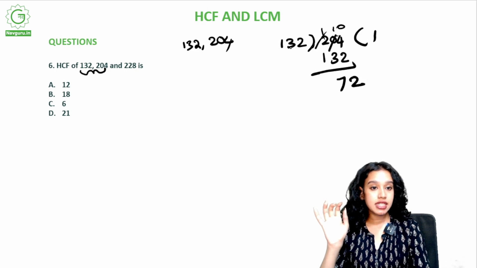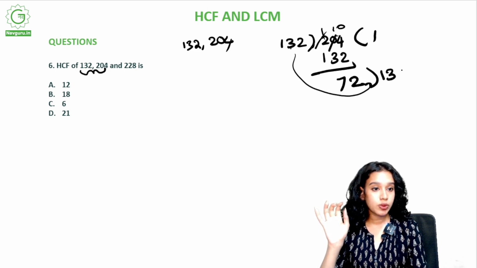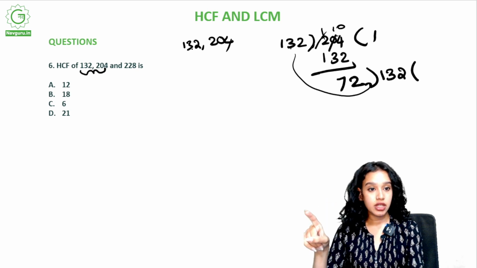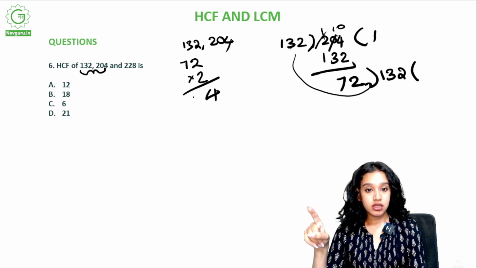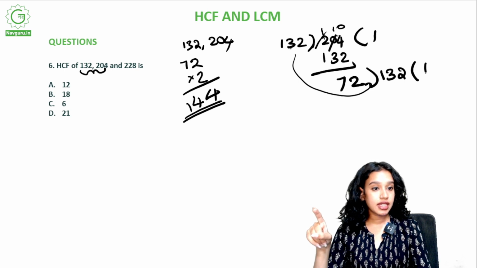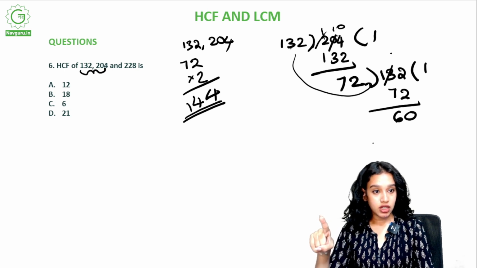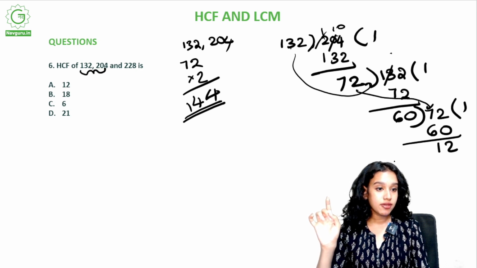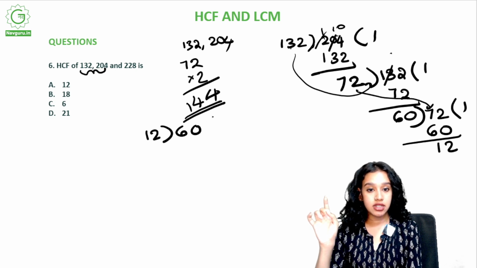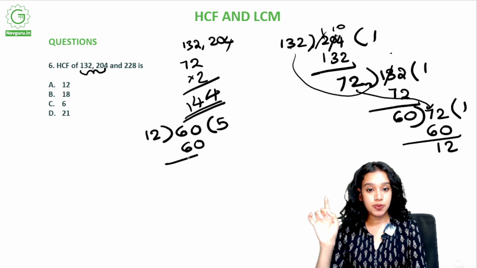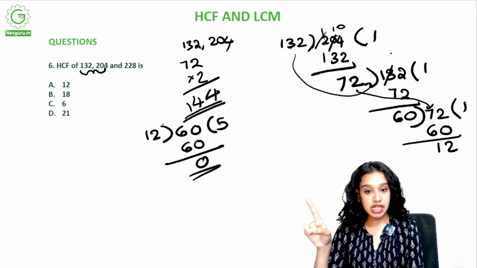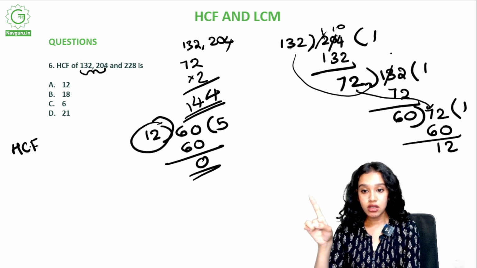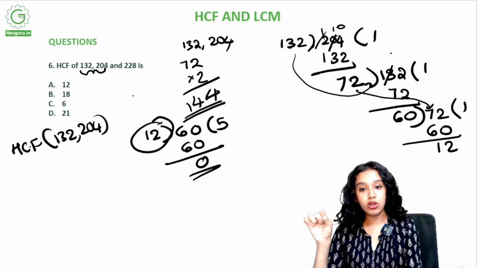72. Now let's take 132 as the dividend. So we have 132 as the dividend and 72 as the divisor. So 72 into 2 gives us 144. So we can do it one time here. Again, we'll get 0. 13 and 7, we have 6. Now we have 60 as the divisor, and we'll take 72 to be the dividend. So we have 1 times 60, which leaves us with 12. Now we have 12 as the divisor and 60 as the dividend. We have 5 into 12 is 60. So the number which gives us 0 as the remainder is 12. So 12 is the HCF of 132 and 204.